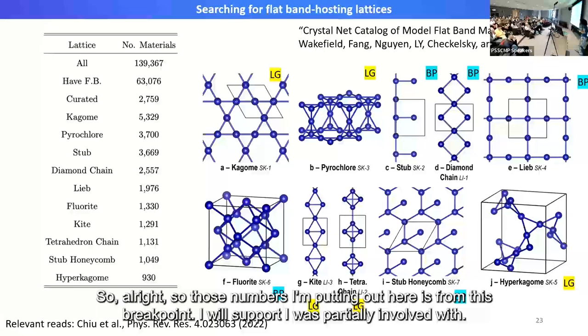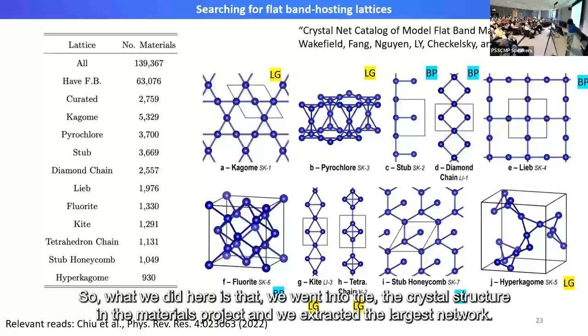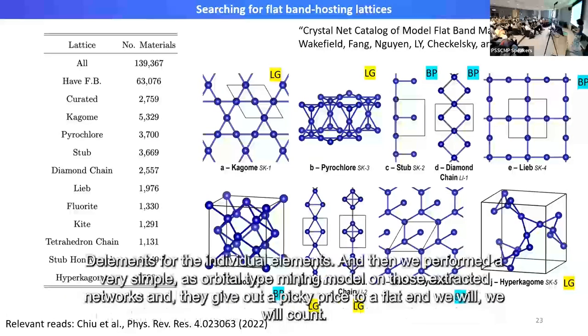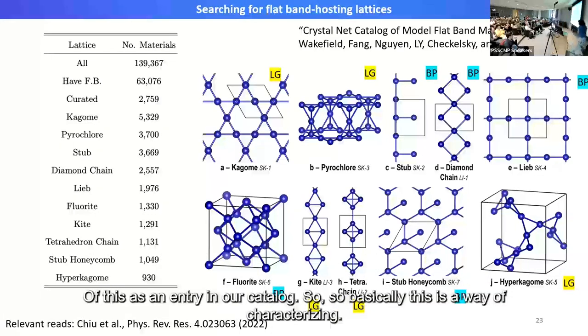partially involved with. So, what we did here is that we went into the crystal structures in the Materials Project, and we extracted lattice networks of all the elements for the individual elements. And then we performed a very simple s-orbital type tight-binding model on those extracted networks. And if they give rise to a flat band, we will count this as an entry in our catalog.